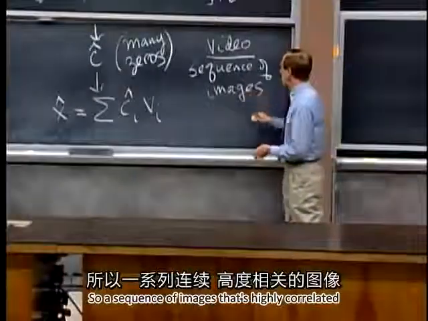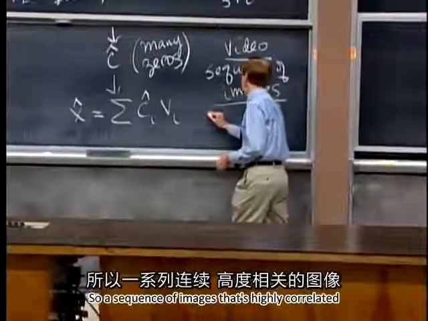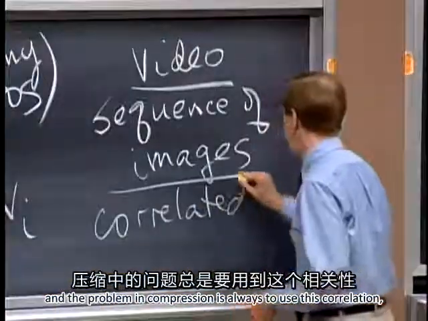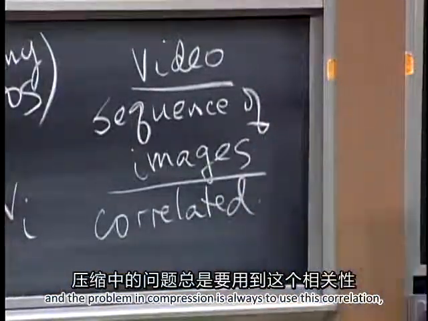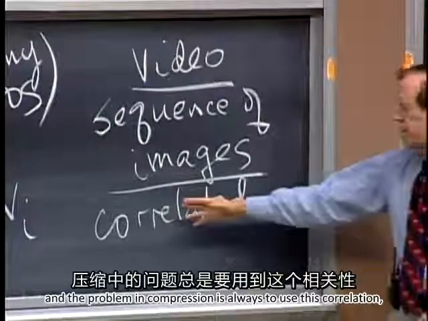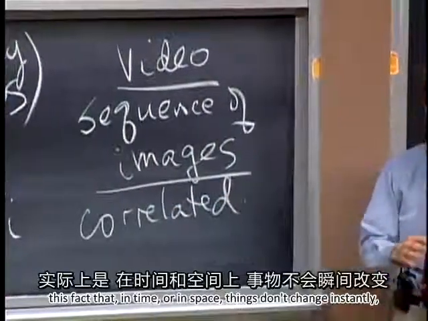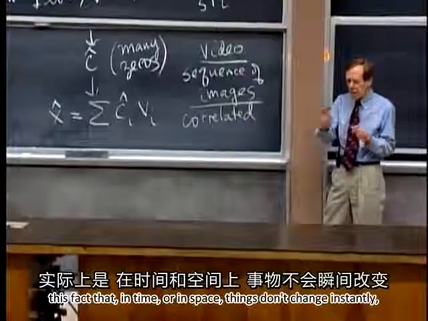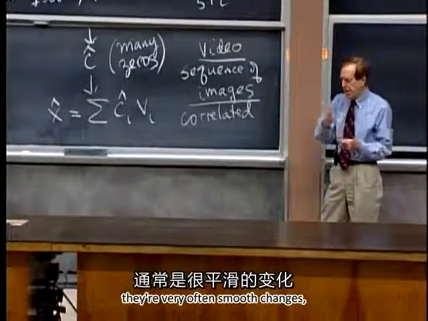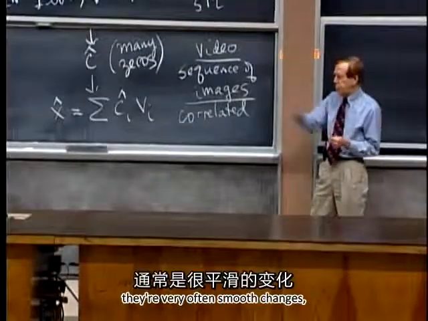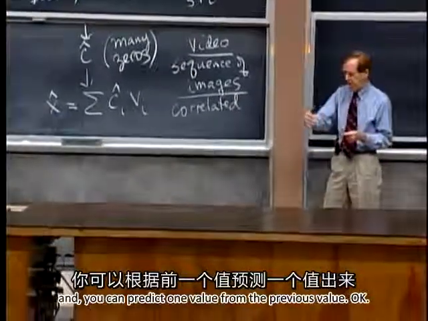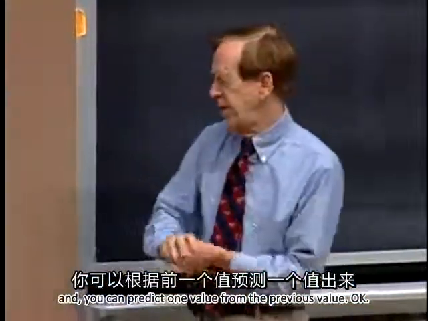So the sequence of images is highly correlated, and the problem in compression is always to use this correlation, this fact that in time or in space, things don't change instantly. They're very often smooth changes, and you can predict one value from the previous value.